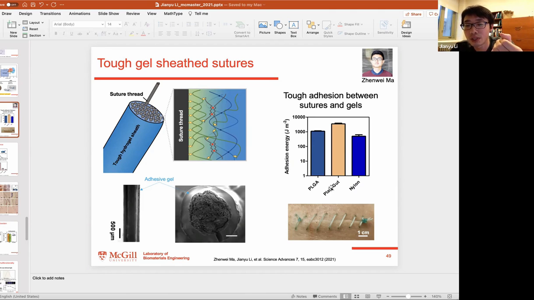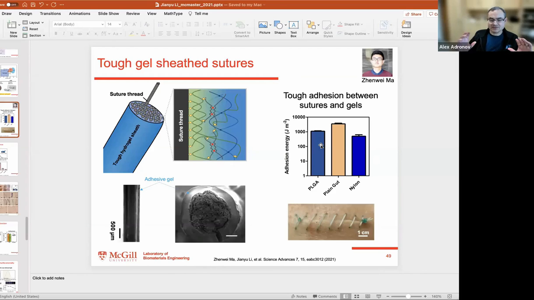In the case of the PLGA, we need to expose some functional groups on the PLGA surface. So here, my student optimized the sodium hydroxide condition to treat the PLGA to expose some carboxylate groups on the surface, and then enable simple carbodiimide chemistry to bond with the tough hydrogel coating.